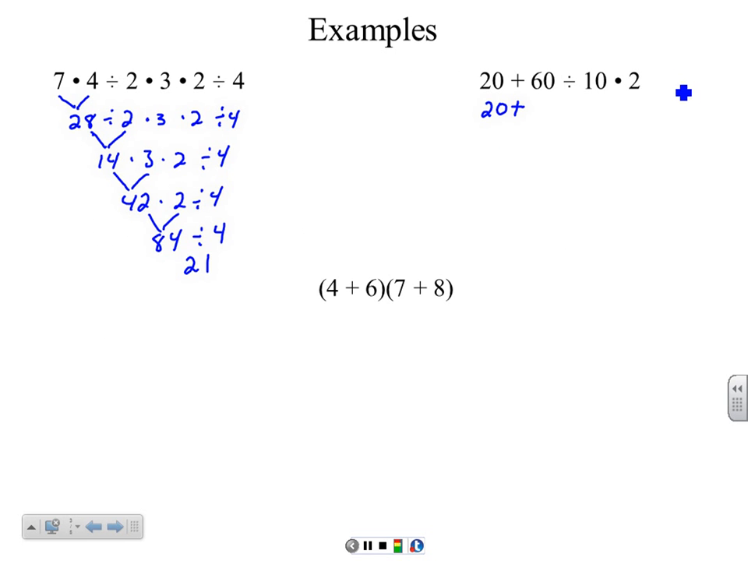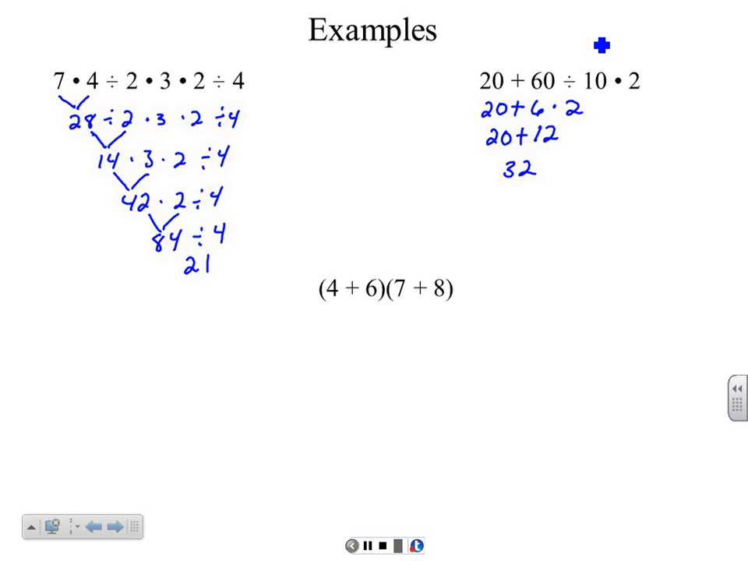And then we're actually going to do the 60 divided by 10, clearing from left to right. We're going to clear multiplication and division from left to right. So 60 divided by 10 is going to be 6. And then I'm just going to go ahead and bring down that times 2. Still going to bring down the 20 plus because I have multiplication to do. So 6 times 2 is going to be 12. And then if we add those together, we're going to get a 32.